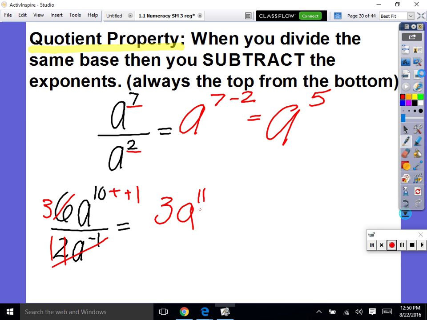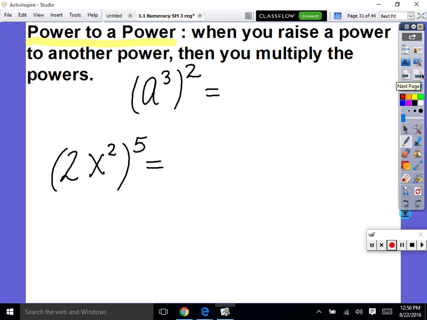Question. Okay. Raise a power to a power and you multiply the powers. Raise a power to another power. Do you see how we're raising a power to a power? So you multiply. So this will be a to the 6th.